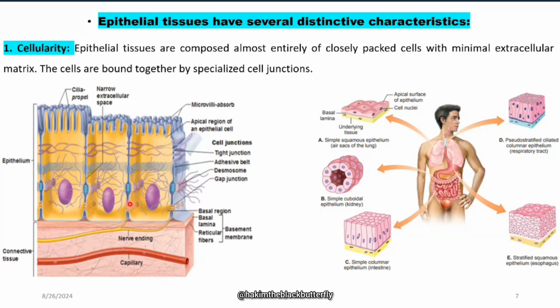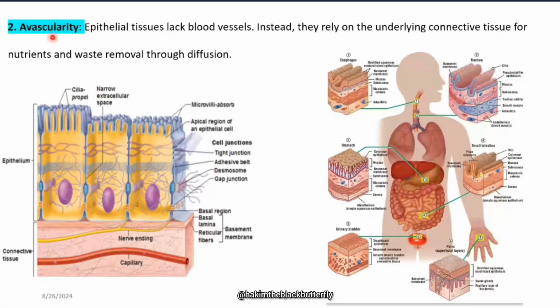Because they are going to make up linings of the body, linings that are going to somewhere protect, secrete, or allow absorption, depending on where the tissue is. So they have to be firmly anchored by these cell junctions to make them stable, basically. So that's one feature, cellularity. They are only made up of cells that are bound together in cell junctions. Then two, avascularity. They don't have blood vessels.